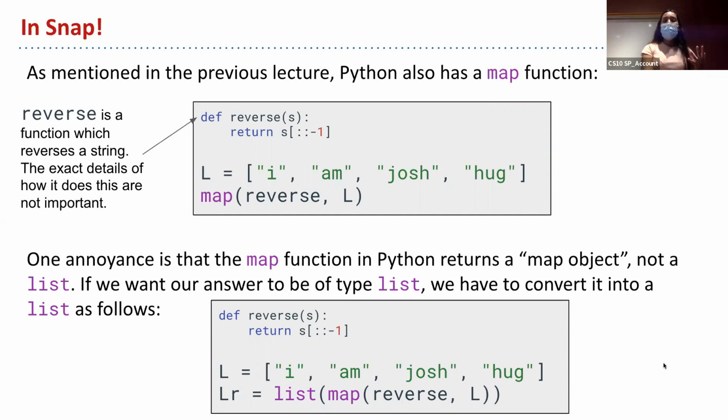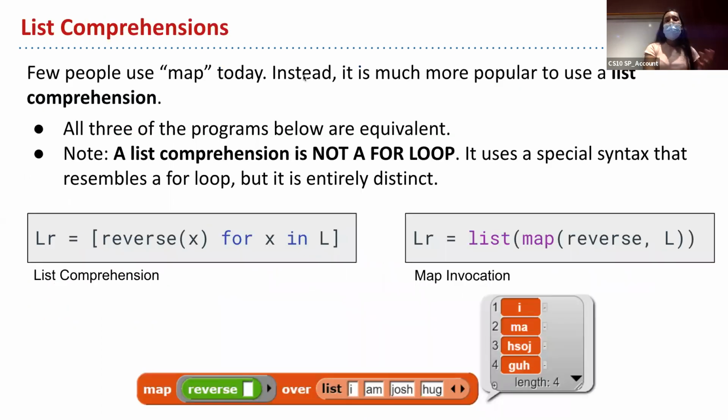However, you're probably not going to use map a lot because there's something much simpler to use and much more intuitive called a list comprehension. Map works to do exactly what we want it to do, and it works perfectly well. But using a list comprehension is a lot cleaner in your code, and it also makes it more readable. So all three of these programs below are equivalent. This is our map function that we just talked about, converting it into a list. This is how you would do it in Snap. This right here is how you would do it in a list comprehension.